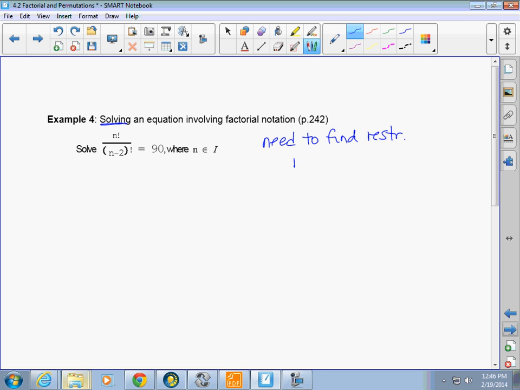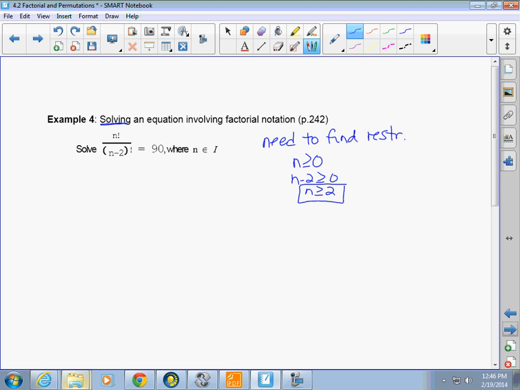So n is greater than or equal to 0, and then we have n minus 2 greater than or equal to 0. So n is greater than or equal to 2. So that is my restriction. And just putting a box under it, or a box around it, is good enough.